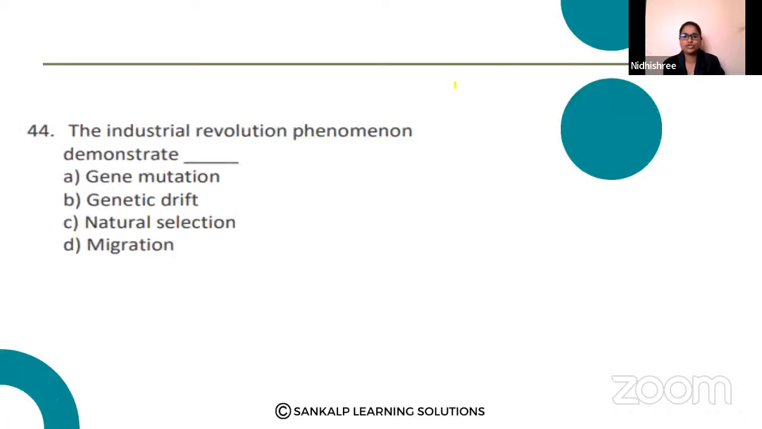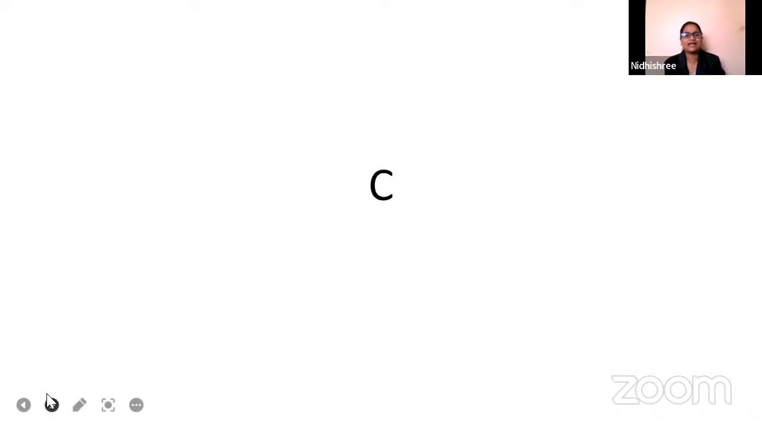The Industrial Revolution or melanism phenomenon demonstrates gene mutation, genetic drift, natural selection, migration. Parvati, option C. Chaitra, option C. Lohit, option C. Deepti, ma'am, natural selection. Kanchanaraj, option C. Nuhu Sayyed, option C. Where is Hanumanta? What is your answer? Deepti, option C. Kumar, option C. Let us check. Option C is the right answer.